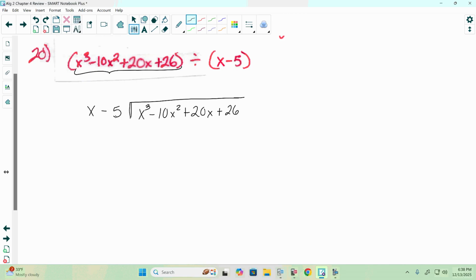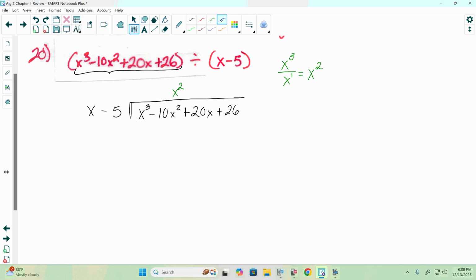Now that we've set it up, we take the first part of the process. We take the biggest term inside of what we're dividing, in this case x cubed, divided by the biggest term outside. So for this first part, we have x cubed divided by x. X cubed divided by x is going to be x squared. When we divide like bases, we subtract the exponents. So 3 minus 1 is 2, telling me that it's x squared. So that's our first part of our answer, and we put it above our negative 10x squared, its like term.